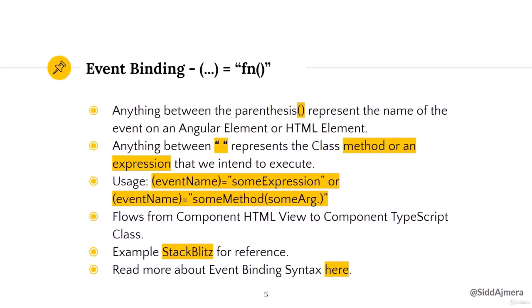Now, in order to use the event binding syntax, in the parenthesis, you specify the name of the event that you want to handle, and then you assign it a value of a method or an expression. So this is how the syntax would look like. Here is the event name that you will use, and here's the expression or the method name that you will be supplying. Now, this method name can also be called with arguments, and we'll also see that in action. So let's quickly go back to Visual Studio Code and let's see some code in action.